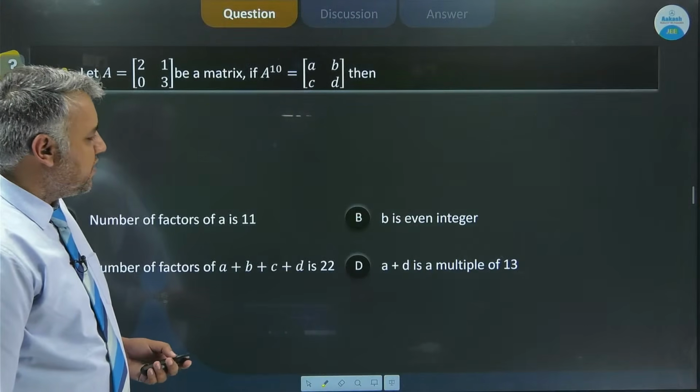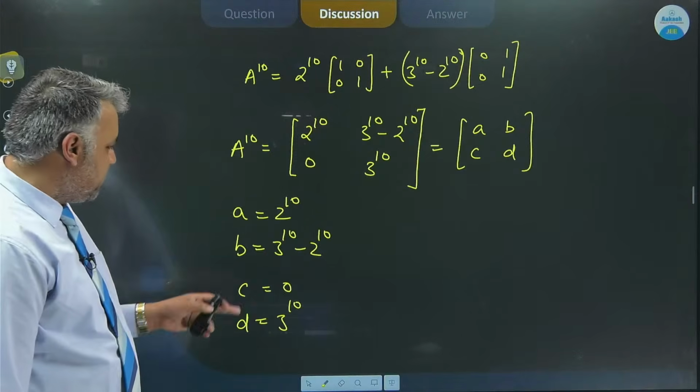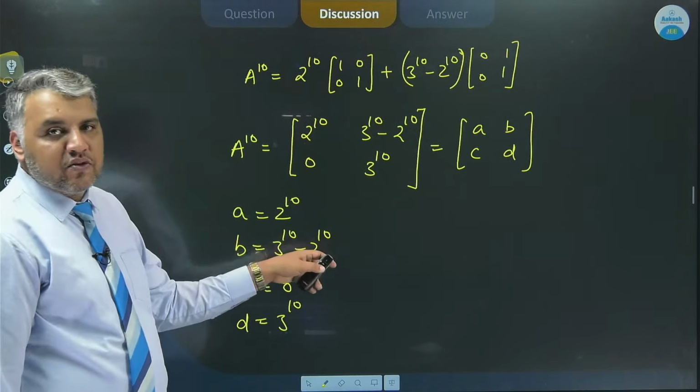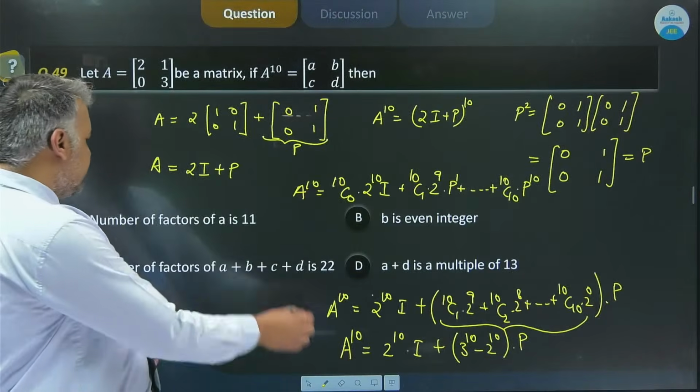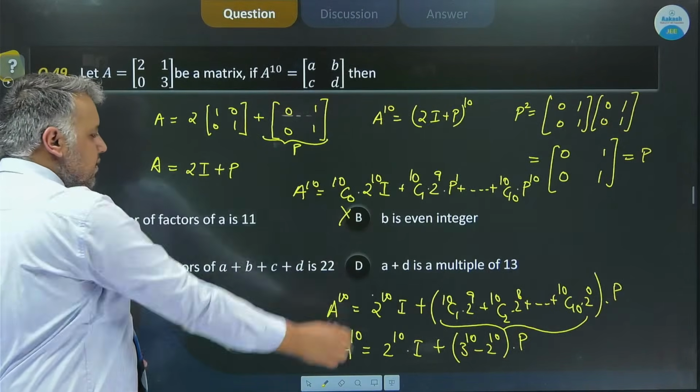B is an even integer. Now B is odd minus even. So this is not an even integer, this is odd. So option B is incorrect. Option A was correct, B is incorrect.